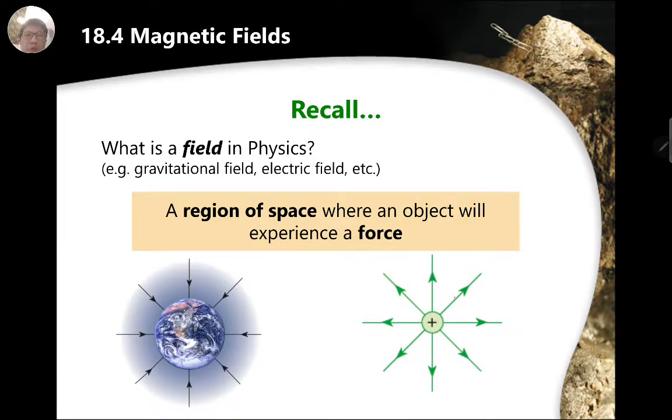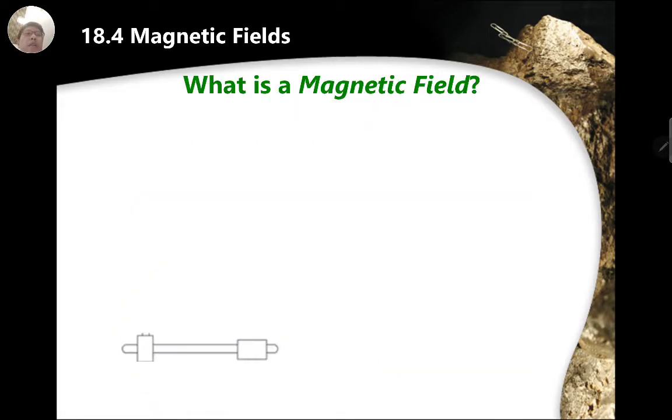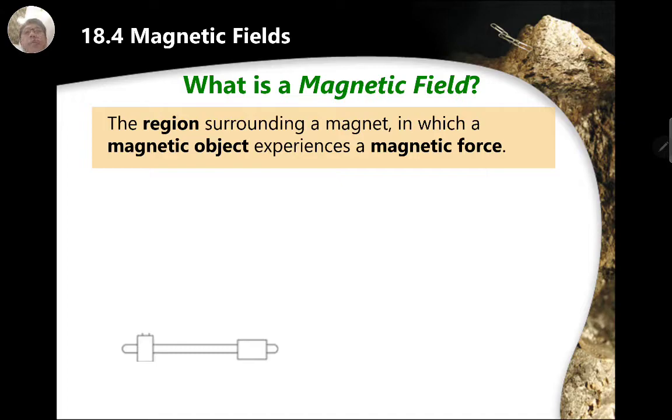So I think this should kind of set the backdrop such that magnetic field is going to be pretty easy because you've already learned enough about fields, especially from electricity. Okay, so what's a magnetic field? A magnetic field is a region surrounding a magnet in which a magnetic object experiences a magnetic force. Okay, it's basically a field, but specifically for magnetic objects to experience a magnetic force.